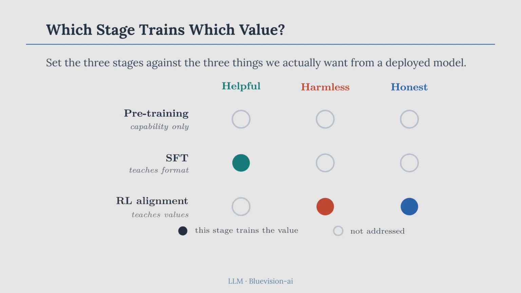And the RL stage fills the other 2 for us. Harmless and honest live here, and nowhere else in the pipeline. So every value that model has, somebody put there. On purpose, in one specific stage, and you can now name which.